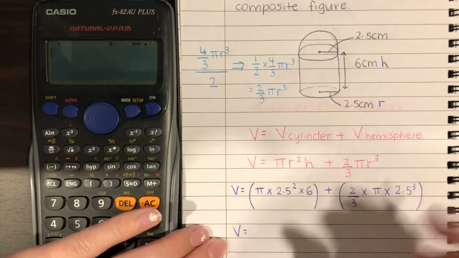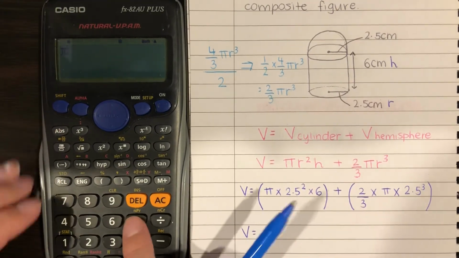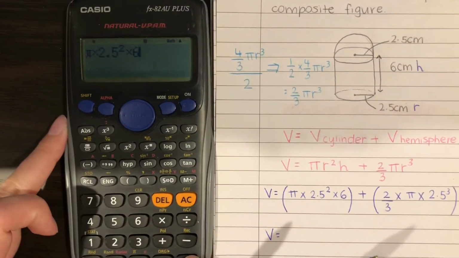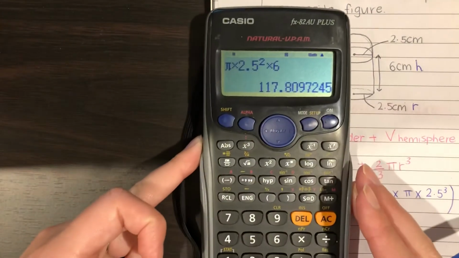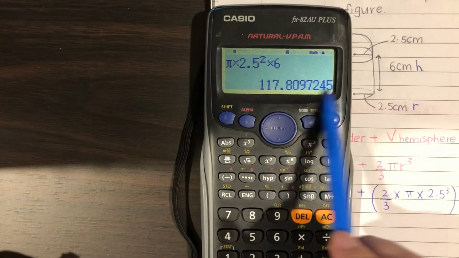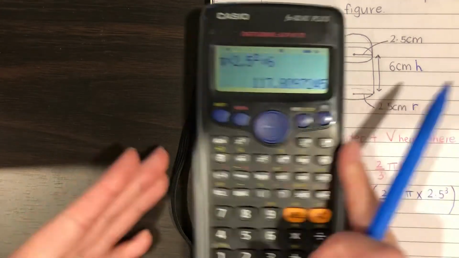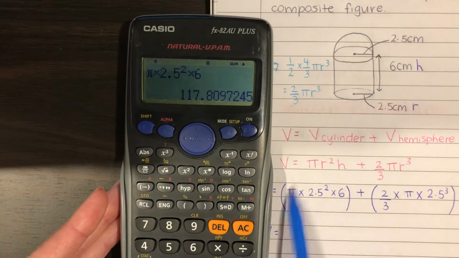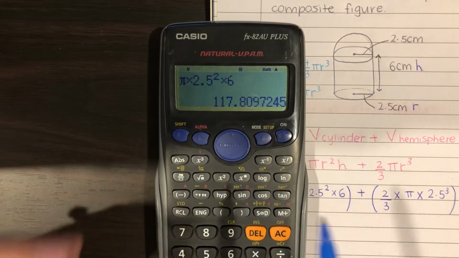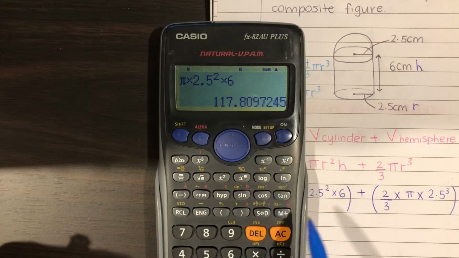Now, I'll show you how to do the first part. Pi times 2.5 squared times 6. I'll bring that into the light a bit. That's better. Can you see how we get a decimal number? I don't want you to work out this part of the equation and look at this answer and go, I'm going to round it to 2 decimal places right now. So I'm going to write here that it's 117.81.